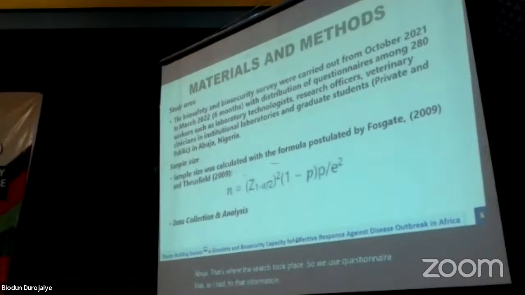The biosafety and biosecurity survey was carried out from October 2021 to March 2022. We used 6 months, distributing questionnaires among 280 workers, such as laboratory technologists, research officers, veterinary clinicians, institutional laboratories, and graduate students, private and public, in Abuja. Our sample size was calculated and analyzed by this formula.